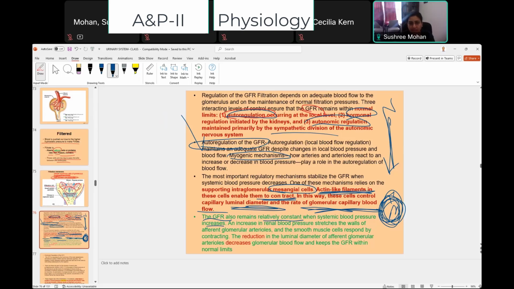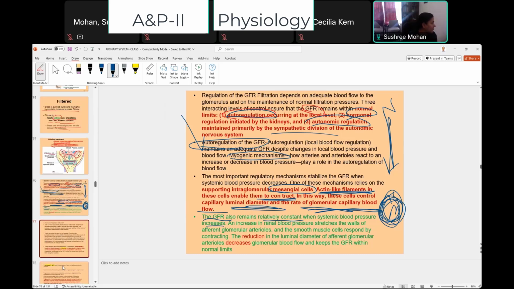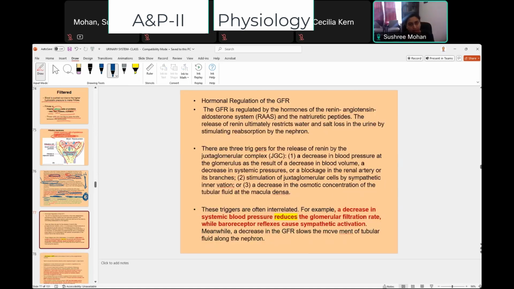You need a constant blood pressure to do a good amount of filtration. That is why the mesangial cells in the glomerular capillaries do some kind of self-regulation, and they make use of actin-like filaments to contract the diameter and maintain the pressure. Okay, so this is one type. Then the next one is through hormonal regulation.